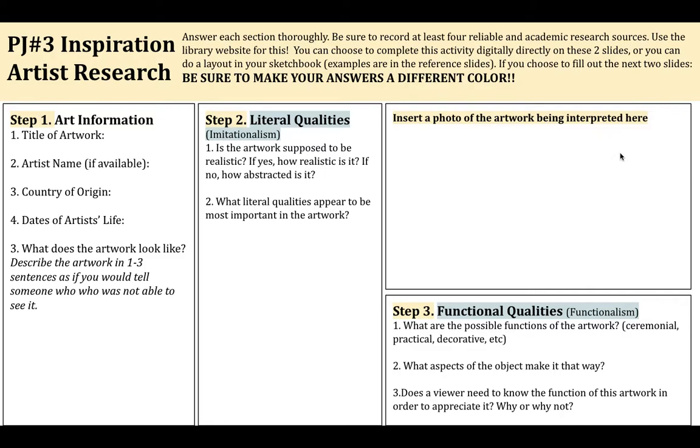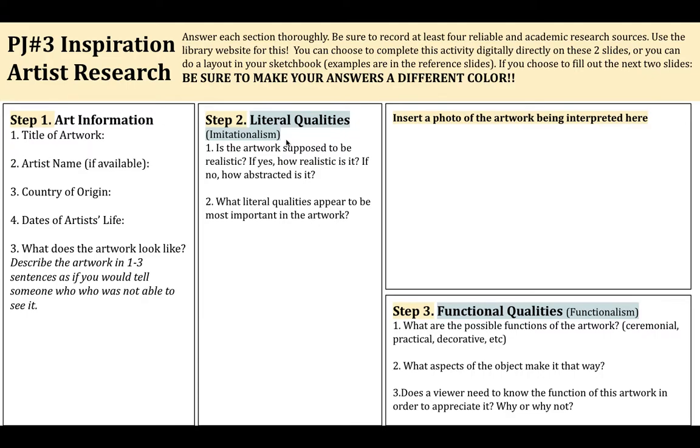That is where you will describe on number 3 what it looks like. So in 1 to 3 sentences, say this painting has the colors of blah, blah, blah, and has this and this and this, and looks like this. Okay, so just be very brief and say just quickly what, if you were describing it to someone, if they were not able to see it, that's how you would describe it.